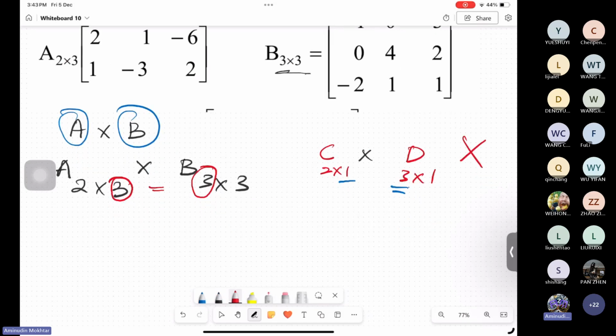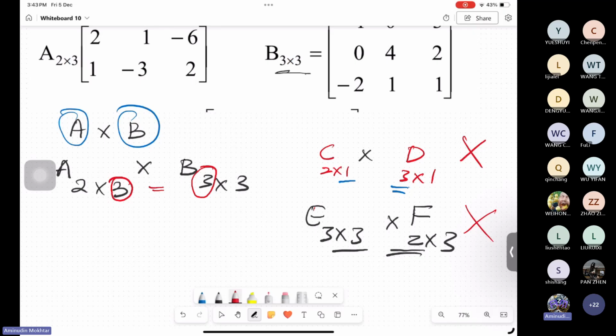Same if I have this matrix E, which is 3 times 3, but matrix F is 2 times 3. The number of columns of the first matrix is not equal to the number of rows of the second matrix. So again, we cannot find it; the product of E and F cannot be defined or calculated.